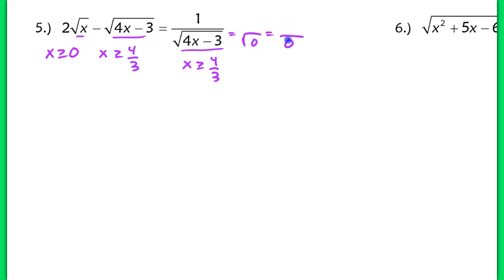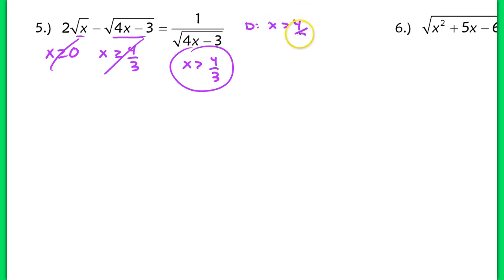And if I take the square root of 0, I get 0. So I'm dividing by 0. So I don't actually want a value of 4/3 here. I'm going to pick x greater than 4/3, which means that this is already more restrictive than either of those. So there's my domain. So x must be greater than 4/3.